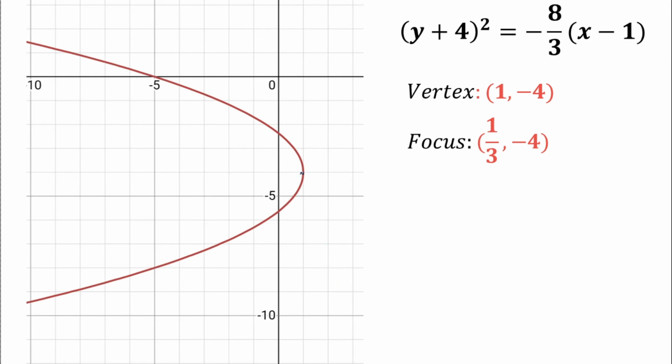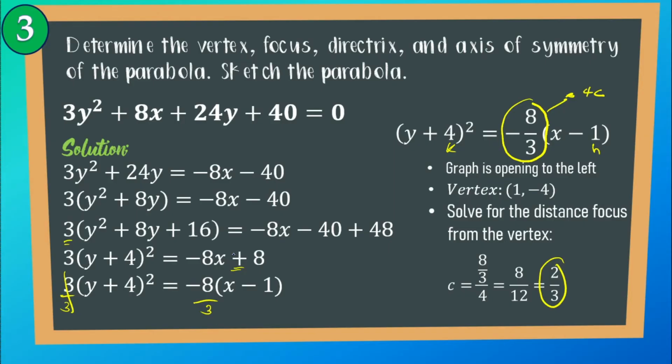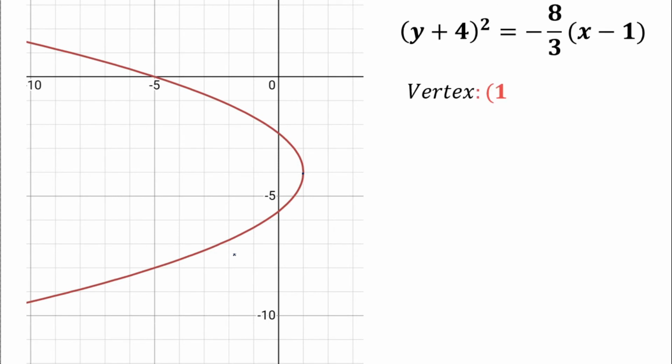Okay. Yung nasolve natin yung length ng focus. Okay, ang length ng focus is, okay, let's balik natin, is 2/3. Okay, 2/3. So, galing ng vertex, 2/3 from the focus to the left. Okay? So, pagbilang natin ng 2/3, so, dito siya.